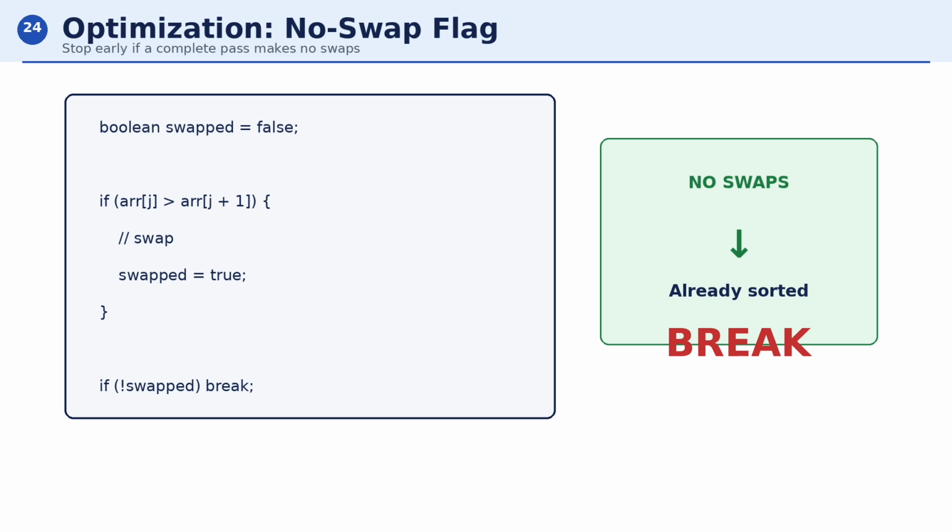We can use a Boolean variable called swapped. Initially, swapped equals false. Whenever we perform a swap, we change it to true. After the pass, if swapped is still false, we break out of the loop. This optimization avoids unnecessary work for already sorted or nearly sorted arrays.